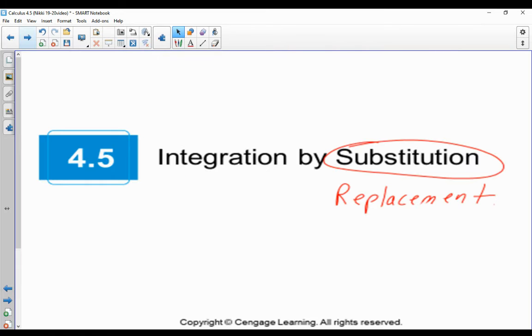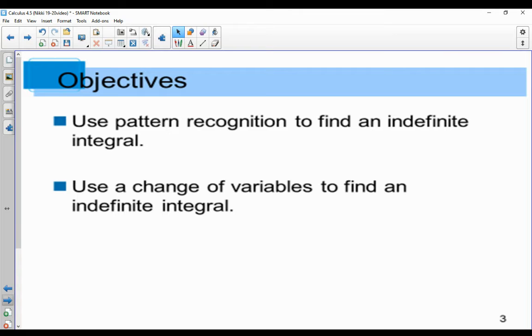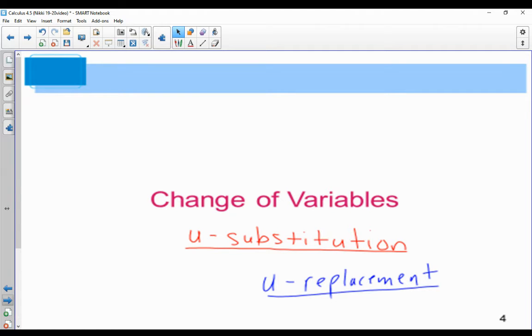All right. So reverse chain rule, or basically the antiderivative of chain rule, is what we call integration by substitution, which substitution is basically another word for replacement. The objective is using pattern recognition to find an indefinite integral and use a change of variables to find an indefinite integral.